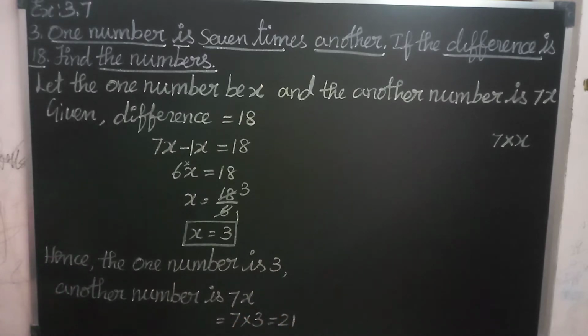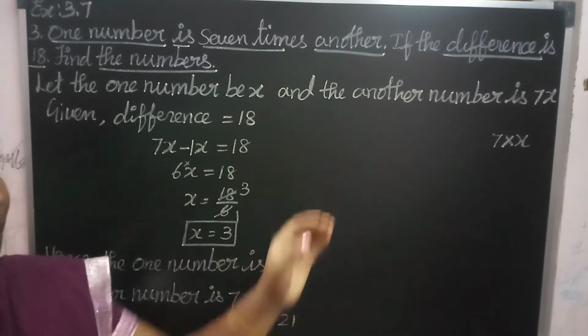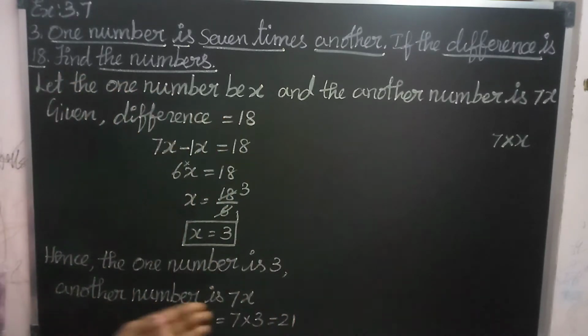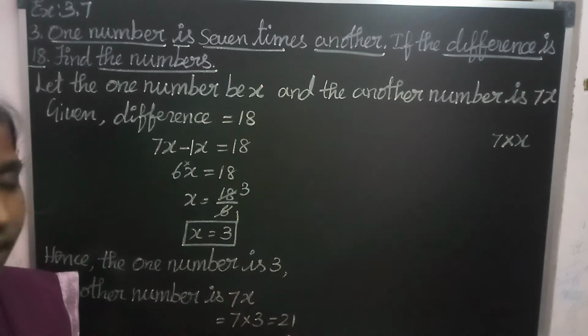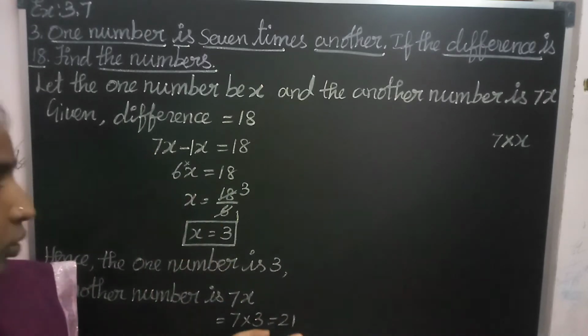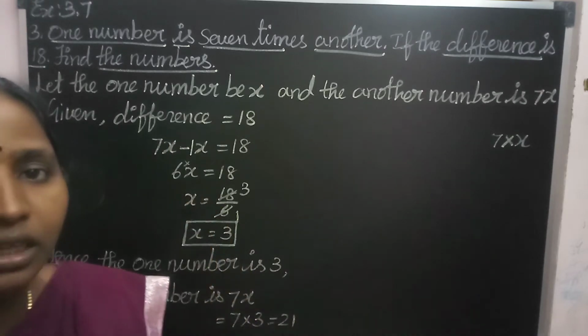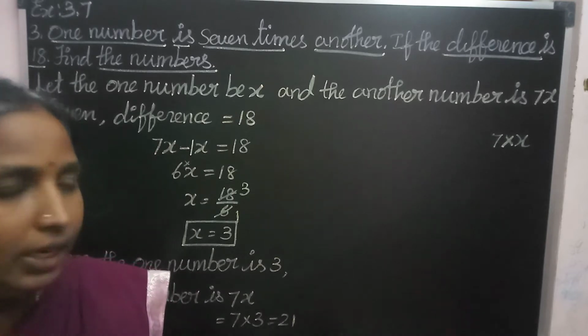Now you can check here. If you subtract these two, the difference of these two numbers, did you get 18 or not? The difference of 3 and 21, 21 minus 3, definitely we will get 18. So we found the answer correctly. Like this, you can check your answer on your own. Okay. Did you understand this?